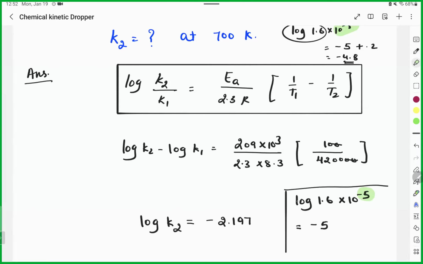Further, you have to calculate the log of 1.6. I know the log 2 value is 0.3, so log 1.6 must be around 0.2. So what will be log 1.6 times 10 raised to minus 5? Minus 4.8. Does it make sense?